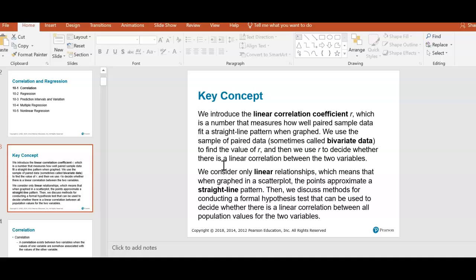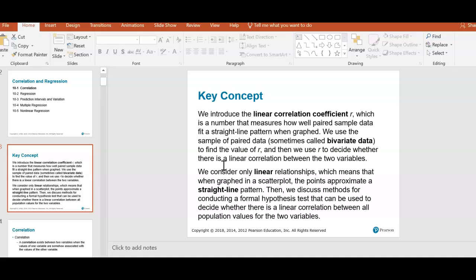The main thing we're going to be looking at is a thing called the linear correlation coefficient, which is represented by the variable r. This is a number that measures how well paired sampled data fit a straight line pattern when graphed. We use the sample of paired data, sometimes called bivariate data, to find the value of r, and then we use r to decide whether there's a linear correlation between the two variables.